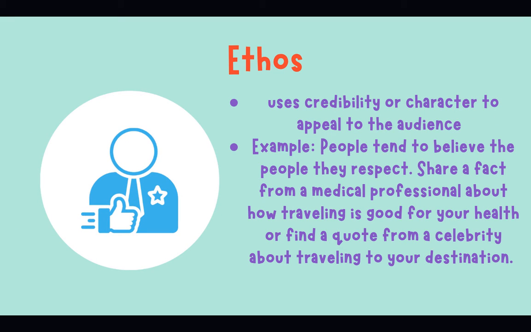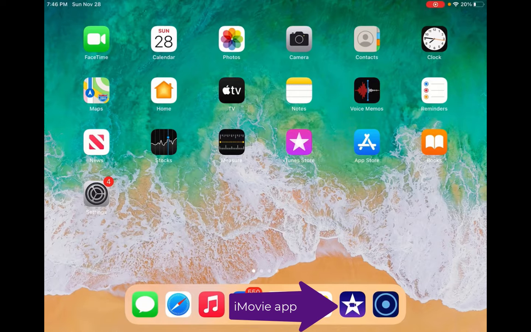Ethos uses credibility or character to appeal to the audience. Example: people tend to believe the people they respect. Share a fact from a medical professional about how traveling is good for your health, or find a quote from a celebrity about traveling to your destination.